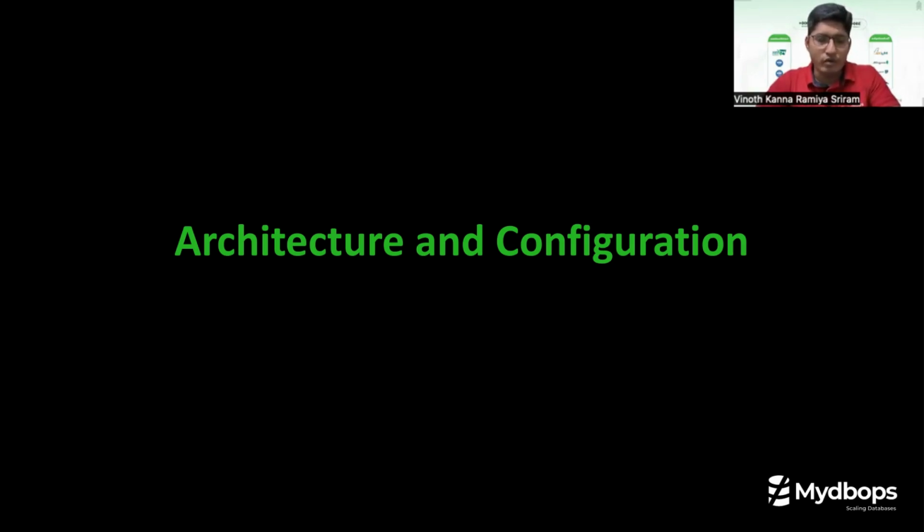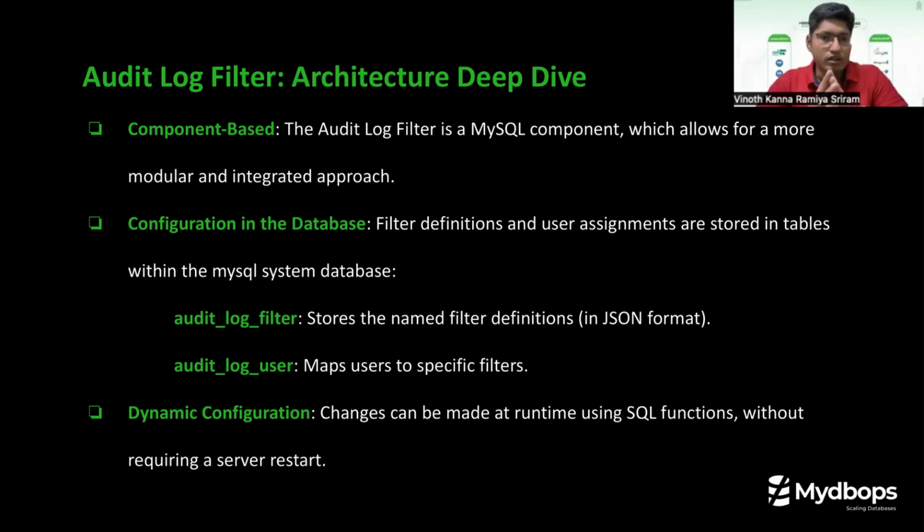Now let's deep dive into the architecture of the audit log plugin, how to enable it and use it for our configuration. When it comes to the audit log filter, there are two major tables which are going to play a major role: audit log filter and audit log users. Audit log filter is the place where we define all our auditing rules. Then these rules are mapped to the users who need to be attached to those filter rules.